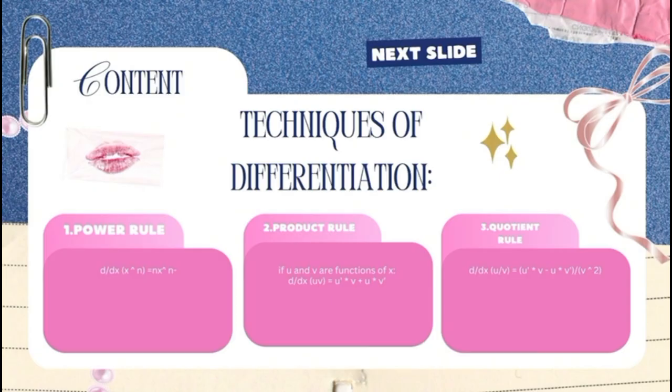Next is the product rule. This rule is for when two functions are multiplied together. We call them u and v. The derivative is u prime v plus u v prime. It's basically differentiate one, multiply the other, then switch.